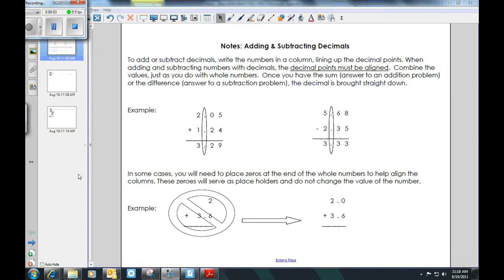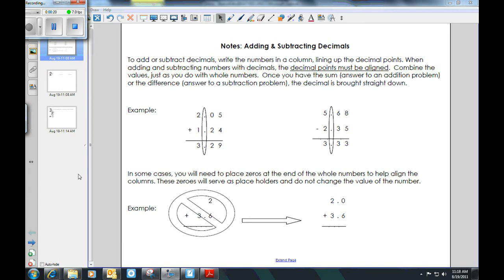Okay, so this set of notes is talking about adding and subtracting decimals. If you are in pre-AP, this is your first night's homework, and academic, this is your second. So here we go with adding and subtracting decimals.